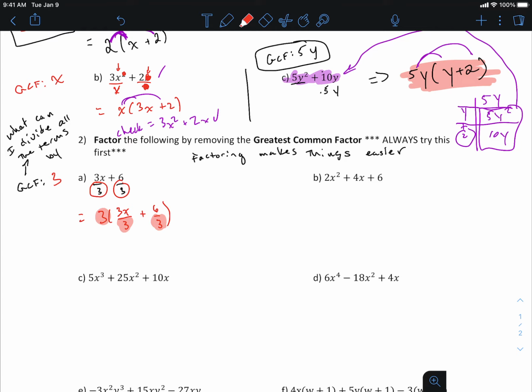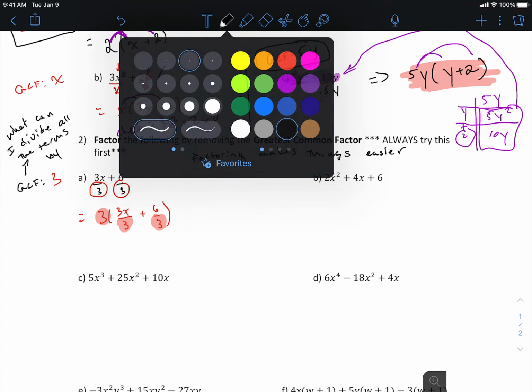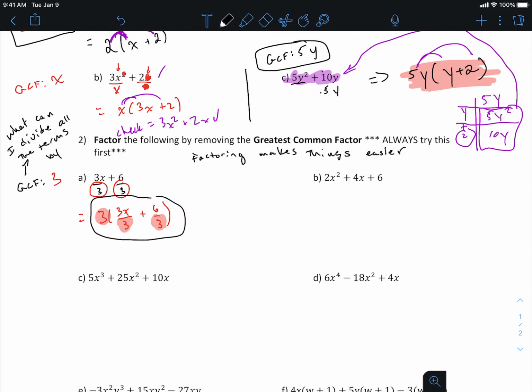Okay, once you have it in this stage, right here, now you can just do the math that's on the inside of these brackets, right? 3 divided by 3 is going to be 1, and so you're going to rewrite this whole thing as 3 with the 3 out front. 3 divided by 3 is 1x. 6 divided by 3 is 2. And you're done. This is what we call factoring or finding the greatest common factor. Okay?